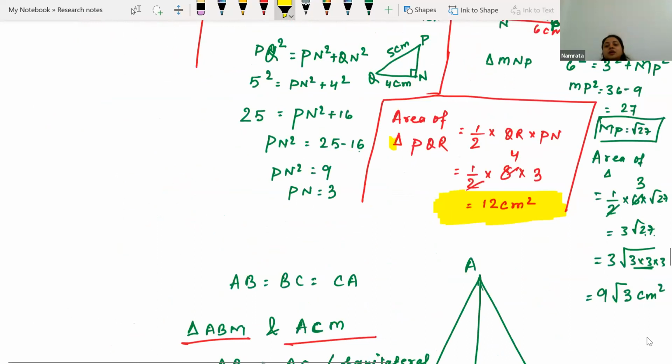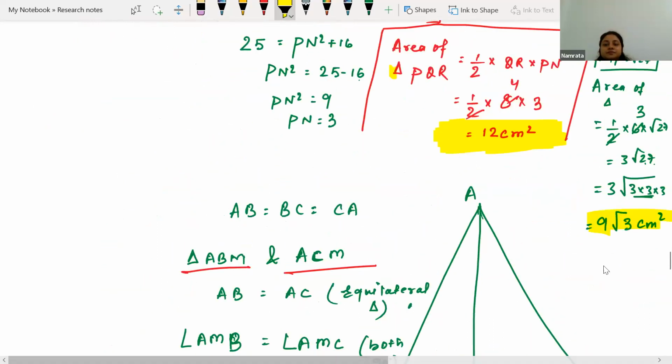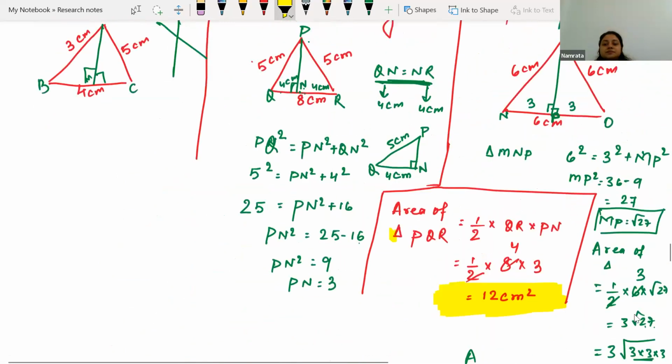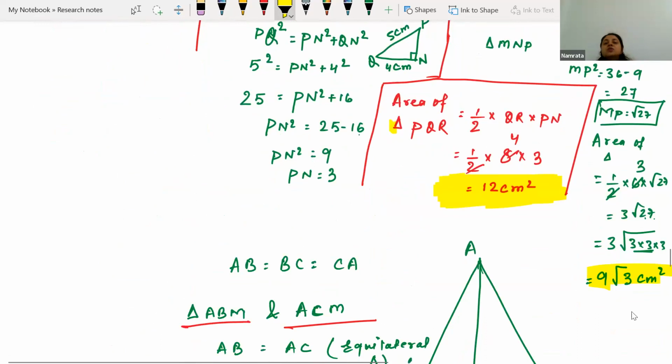Can you see? Here also we have got 9 root 3. Yes, ma'am. So here also, once we found the area by using the older method, we have got 9 root 3 only. So from now easily you can use Heron's formula.